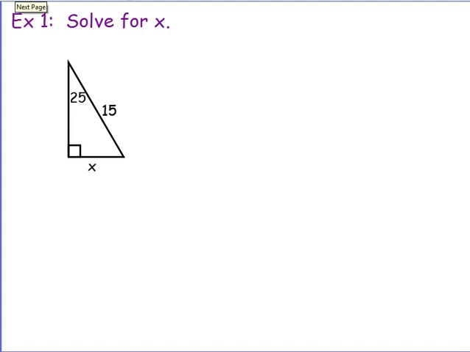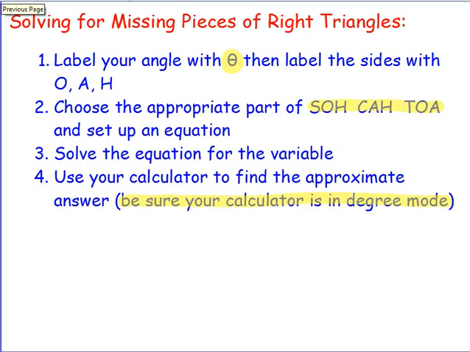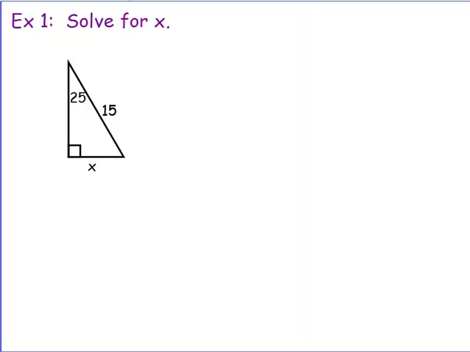We're being asked to solve for x. If you notice, there are some pieces labeled on our triangle. First, according to our first step, label our angle with theta. Since this is the angle that has a number in it, that's my theta. So now that I have my theta labeled, I can label all of my sides of my triangle. Right angle points straight across to the hypotenuse. Theta goes straight across to the opposite, which means that is my adjacent.